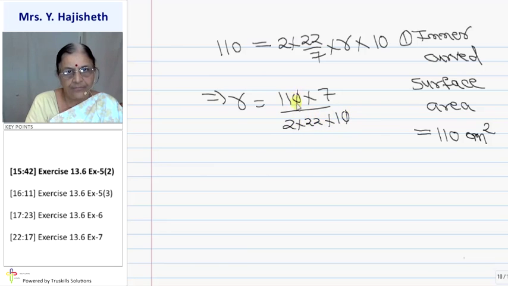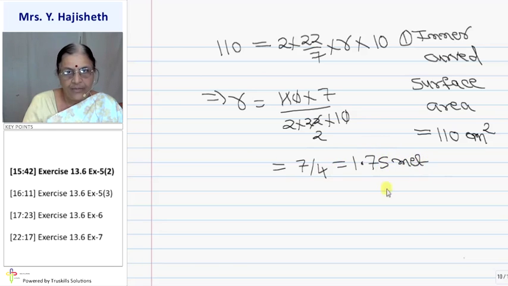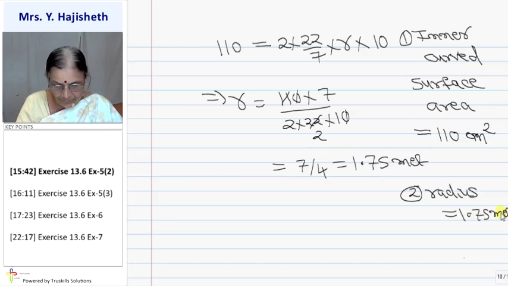1 0 गया. 11 2 जा. It is 7 by 4. So it is 1.75 meter. Okay. So second का answer radius is 1.75 meter. Okay. दो question के answer मिल गए.